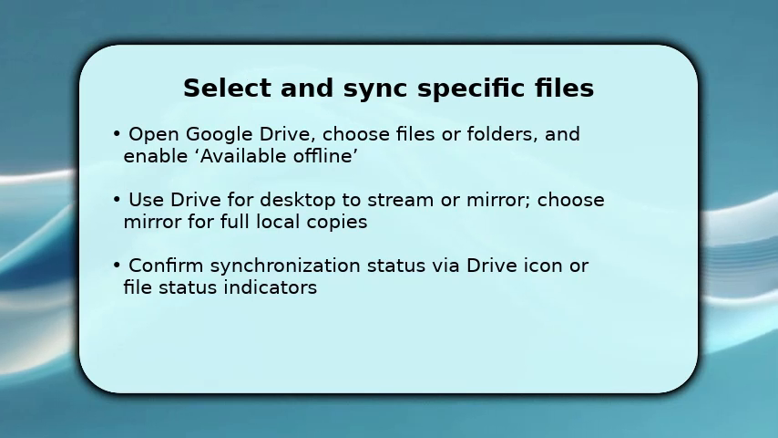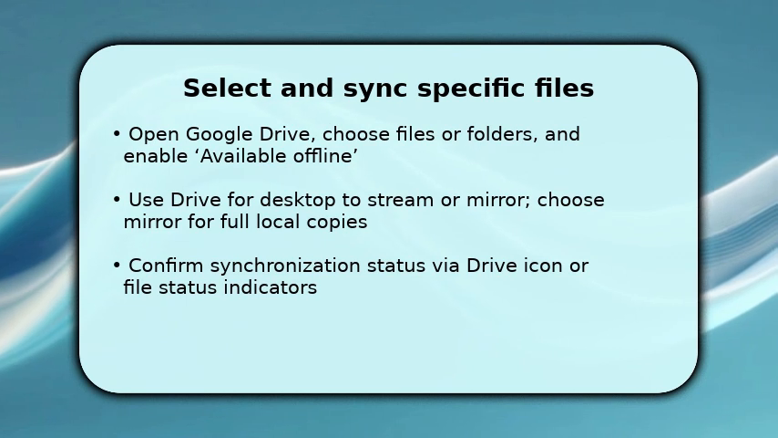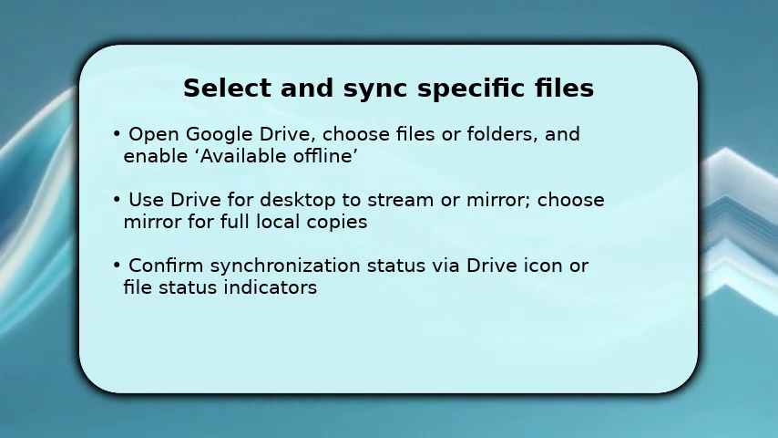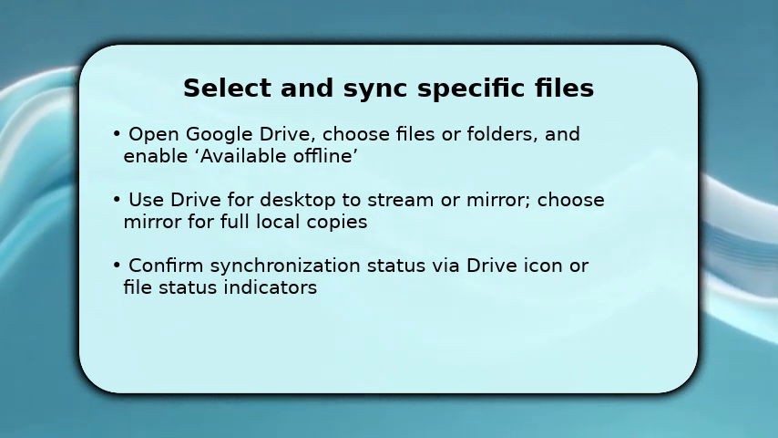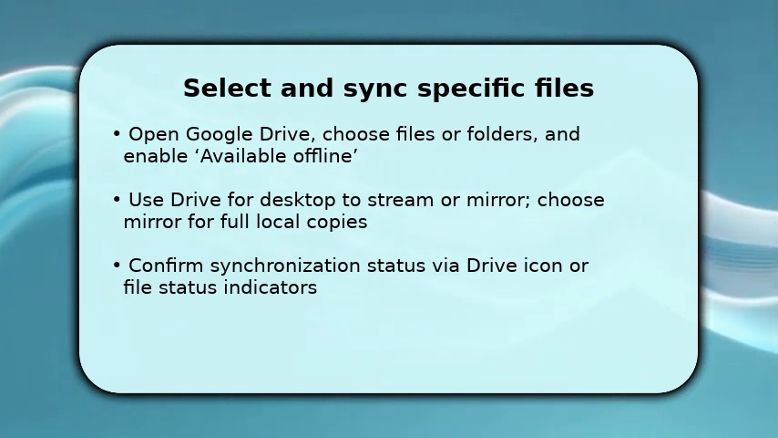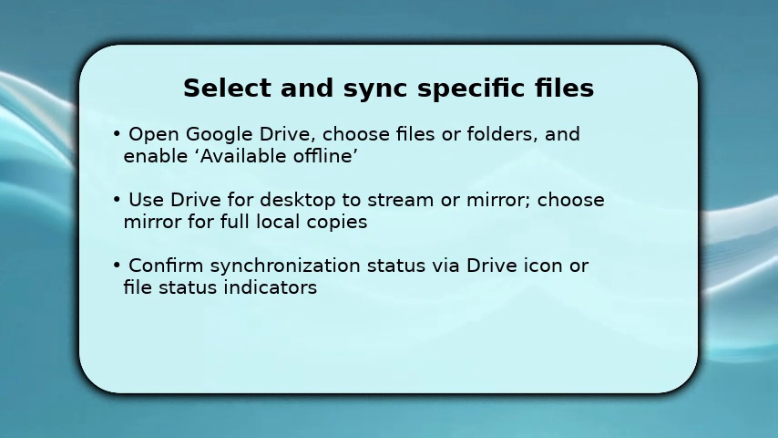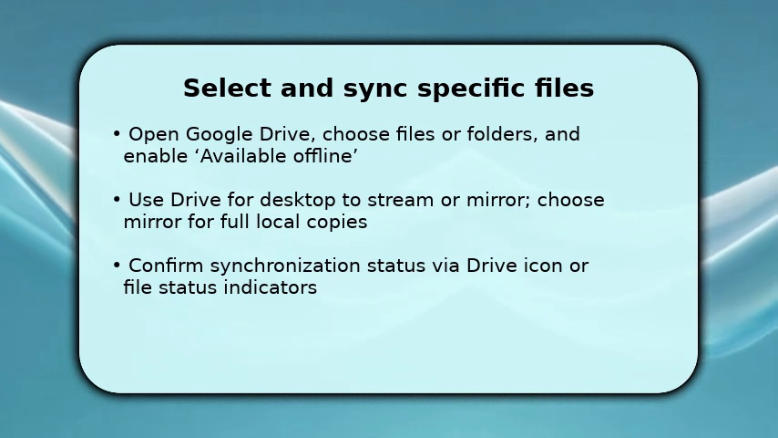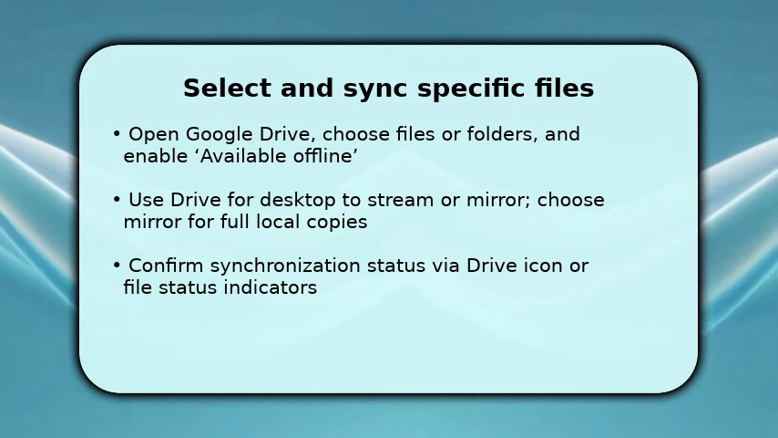Now you'll choose what to sync and why. Only required files save space, while mirroring keeps full copies locally for quick access. In the web interface, right-click folders or Google Docs and toggle available offline so they download to your device. This is fast for selected files. If you use Drive for desktop, pick streaming to save disk space or mirror to maintain local copies. Make sure syncing completes. Check the Drive icon and file status indicators, because partial sync means missing content offline.